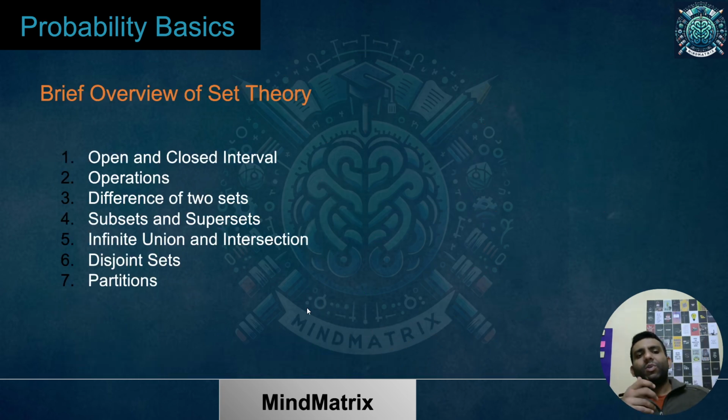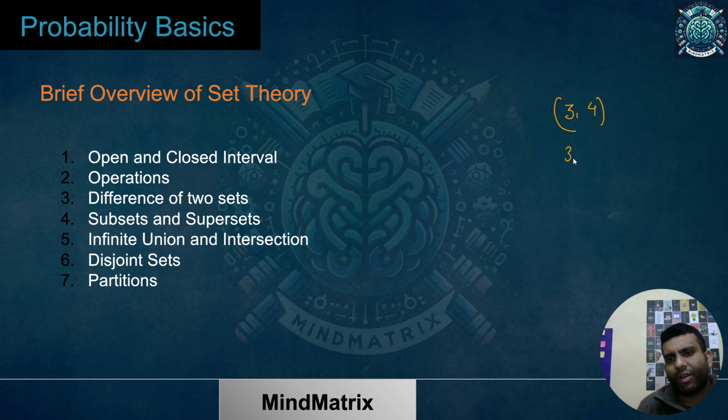So as I mentioned, I'll be discussing in brief these topics over here, the overview of set theory, because they may be required when we study further. Okay, when we proceed further. So what are open and closed intervals? I'll just give you an example. If I have written 3 comma 4 like this, you might have studied this in your lower classes when you were in school.